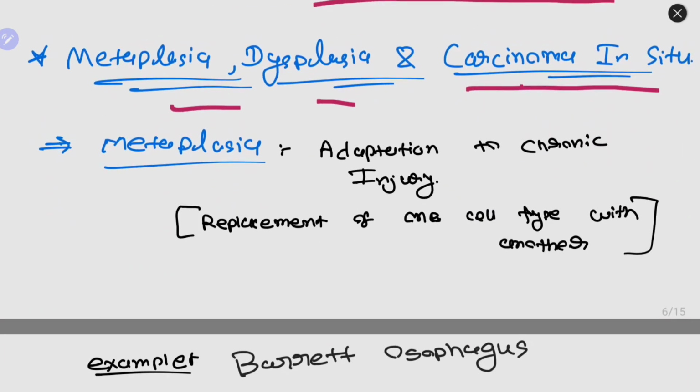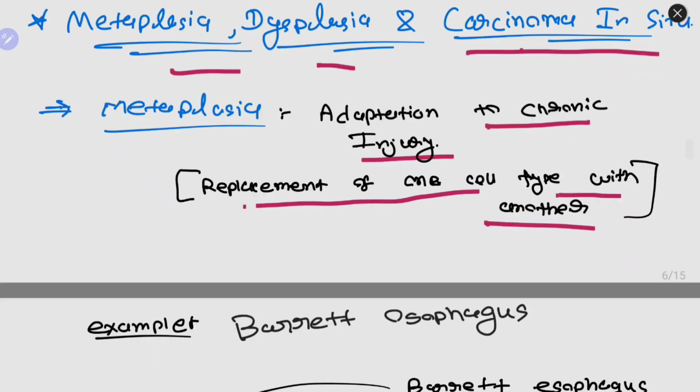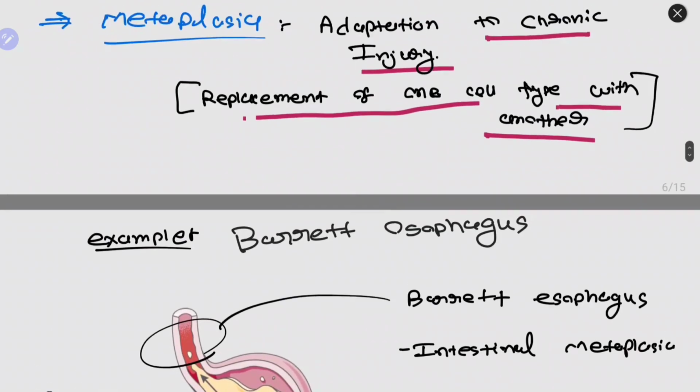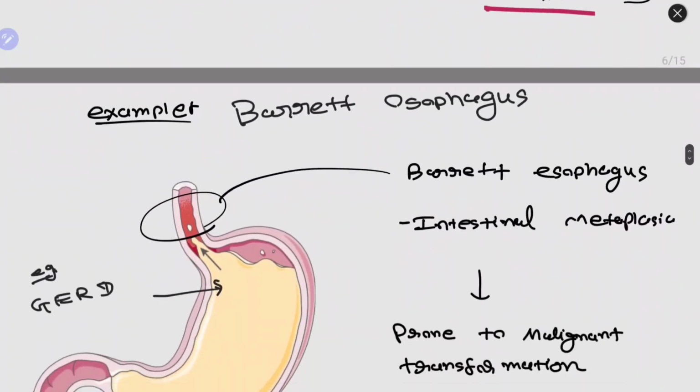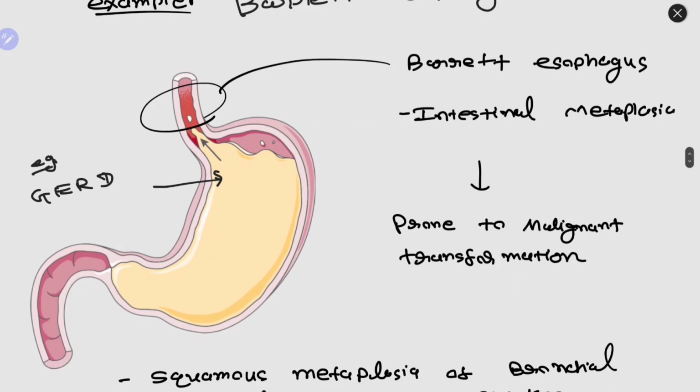What is metaplasia? It is adaptation to chronic injury, and also we can say that it is replacement of cells by another type of cells. I know you guys can't fully understand that yet, but it would be understood through the best example of metaplasia, which is Barrett's esophagus. What is Barrett's esophagus?